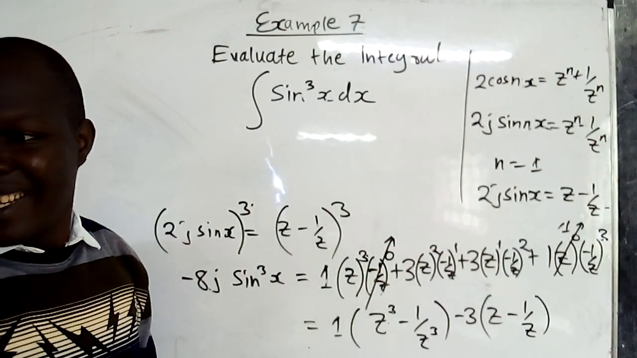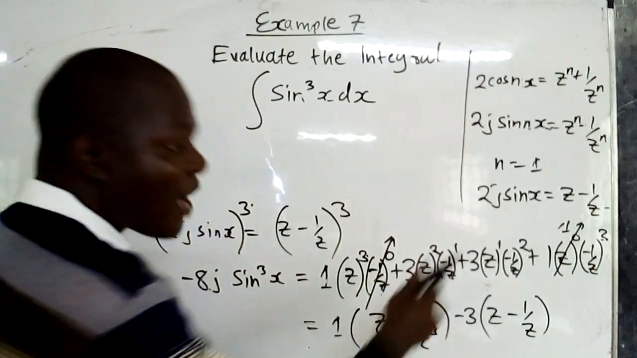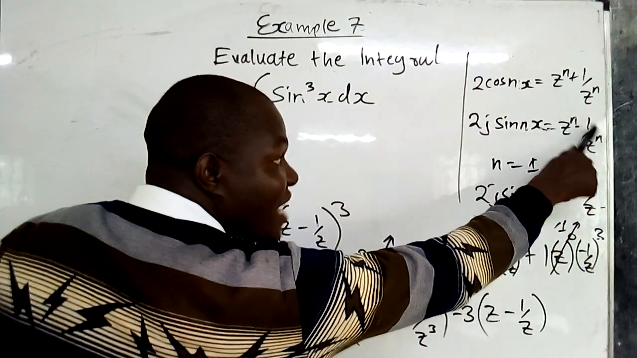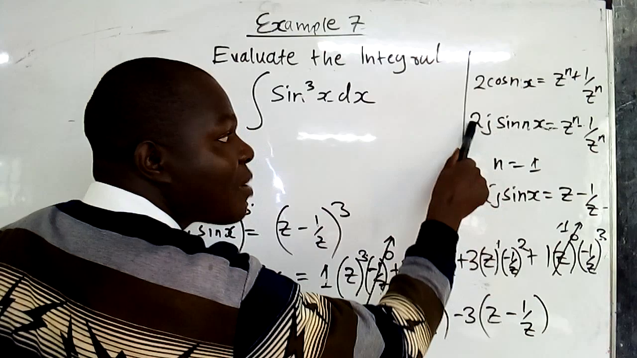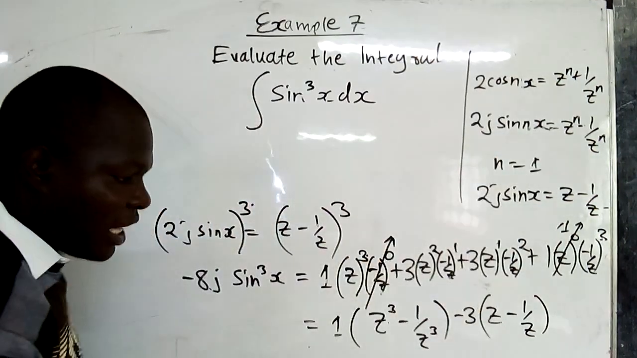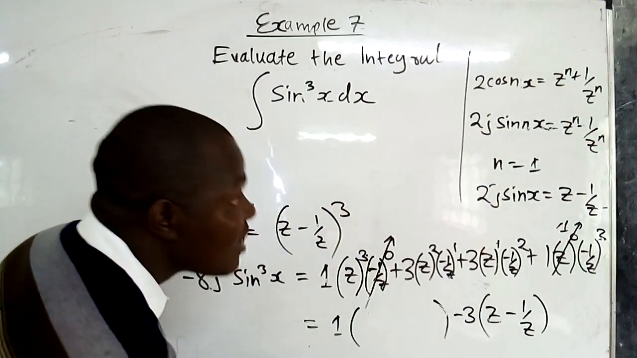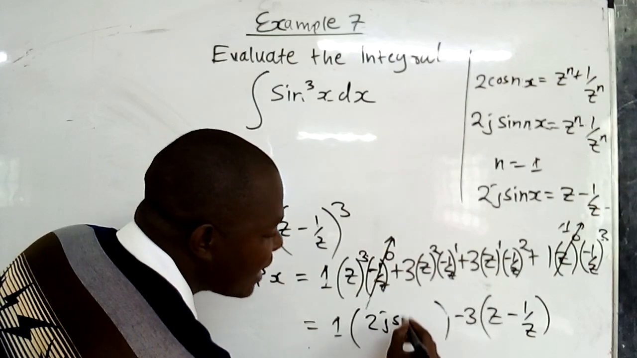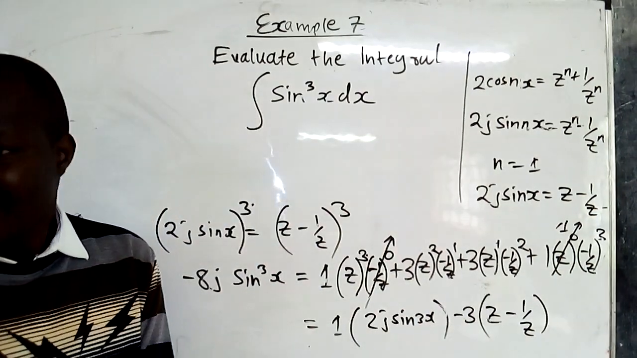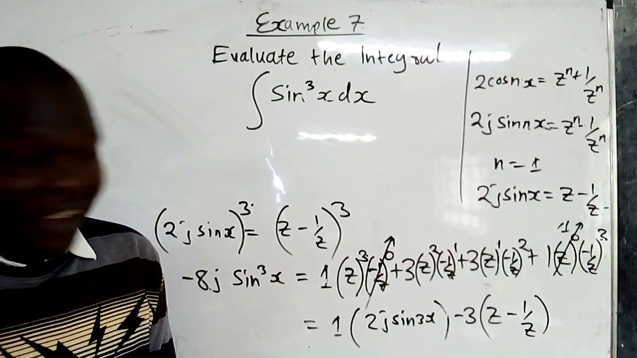Are you seeing? It is the same as where there is n, you put 3. Where there is n, if you put 3, it means this one is going to be the same as 2j sine 3x. So it means the whole of this is the same as 2j sine 3x. Are we together there?